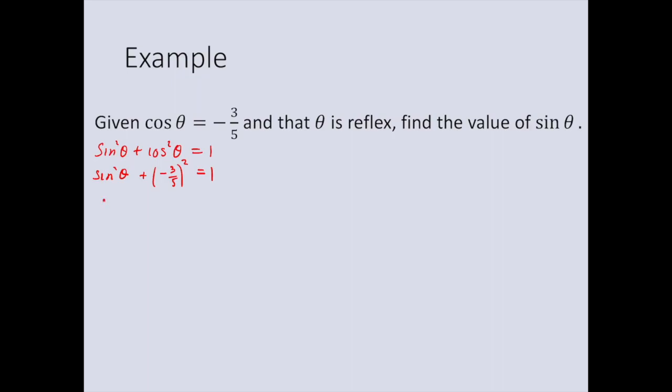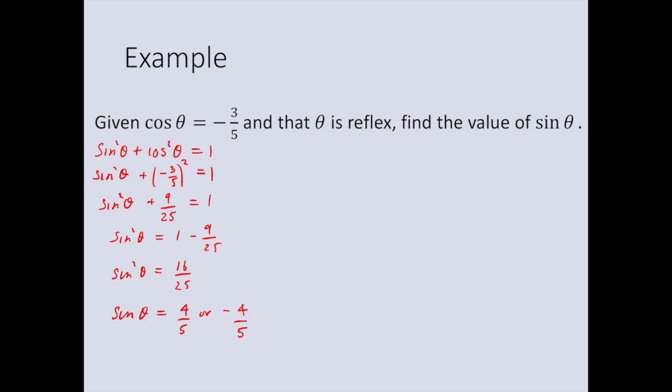And quickly work that out. Sine squared theta plus 9 over 25 is equal to 1. So sine squared theta will be 1 minus 9 over 25, which is 16 over 25. So now if we square root both sides, we could say that sine theta is either going to be 4/5 or negative 4/5. And we need to figure out which one of those it is.